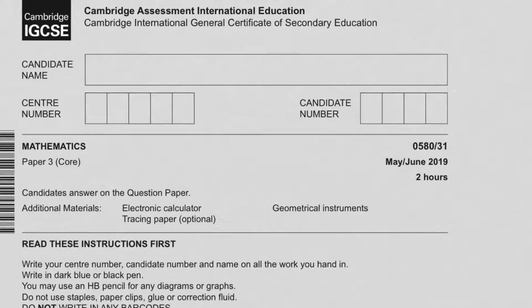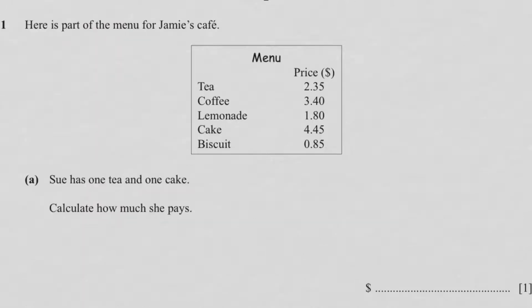In today's tutorial, we will go through IGCSE Cambridge Past Paper 0580 Variant 31, May-June 2019. It's Paper 3, Core. 1. Here is a part of the menu for Jamie's Cafe. The prices are given here.